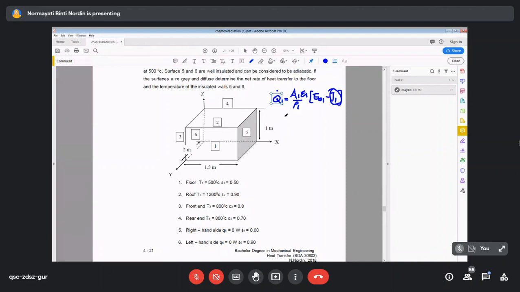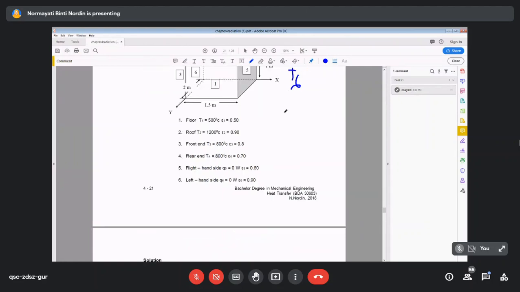So now you want to get the heat transfer rate for the first surface, and you also want to get the temperature of the insulated walls T5 and T6. The temperatures are not given; we only know the information that they are adiabatic surfaces, for both surface 5 and surface 6. So this is what you are looking for.